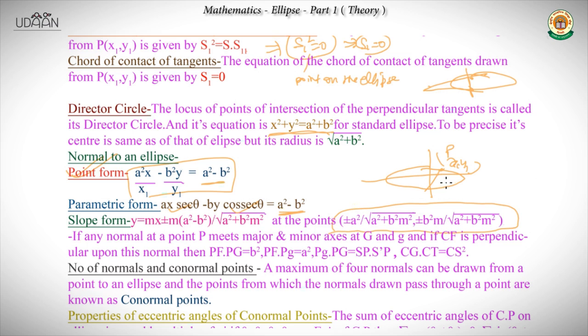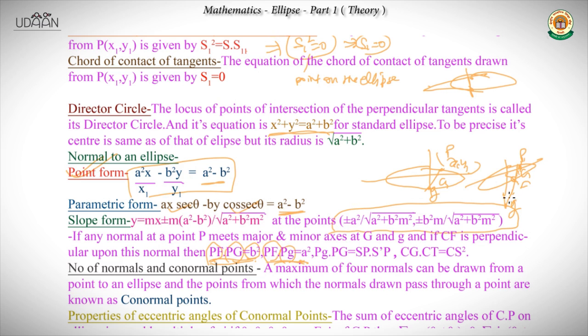And if any normal at P meets the major axis and minor axis at capital G and small g, drawing it again, this is P, this is capital G, and this is known as small g. Then some conditions are derived. If CF is perpendicular to this normal from the center, with this point F, then PF into PG equals b square, a constant, and PF into P small g equals a square. So you have to carefully see: PF into P capital G equals b square, PF into P small g equals a square.